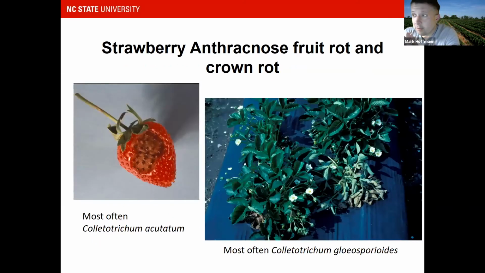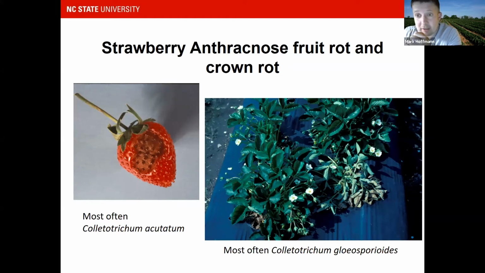So first, strawberry anthracnose, fruit rot, and crown rot. So those are two different pathogens. They're both from the genus Colletotrichum. And they appear relatively often in fruiting fields here in North Carolina. Fruit rot is often associated with Colletotrichum acutatum, and crown rot is often associated with Colletotrichum gloeosporioides.